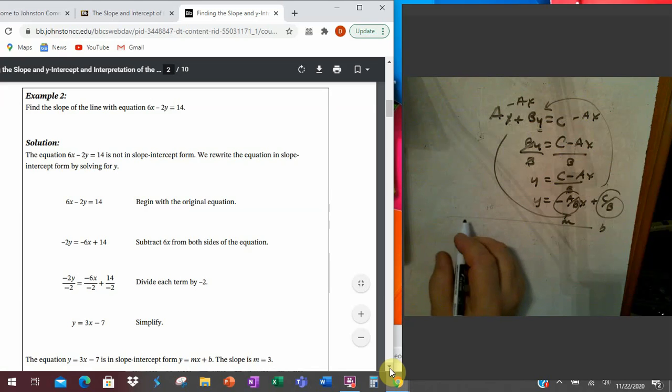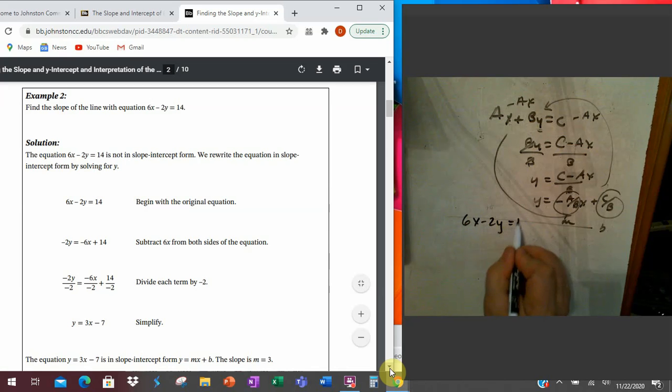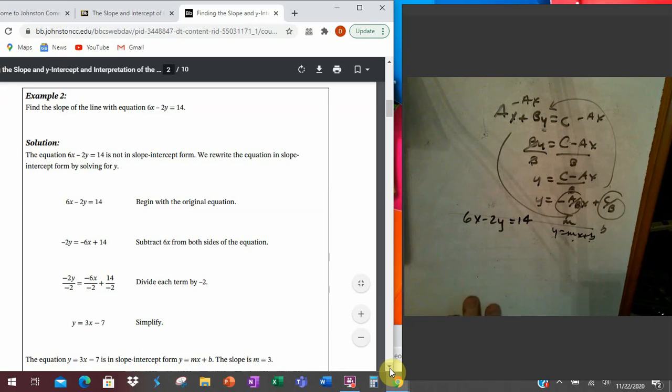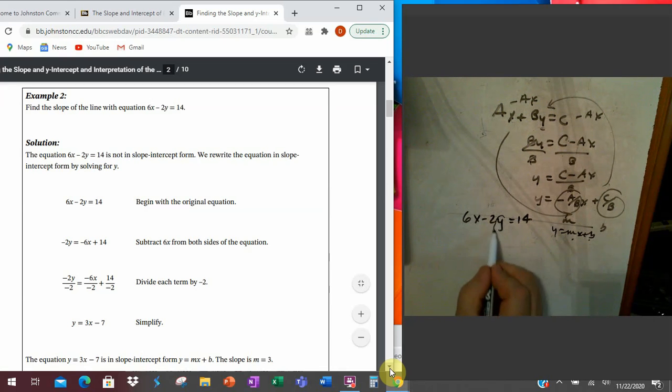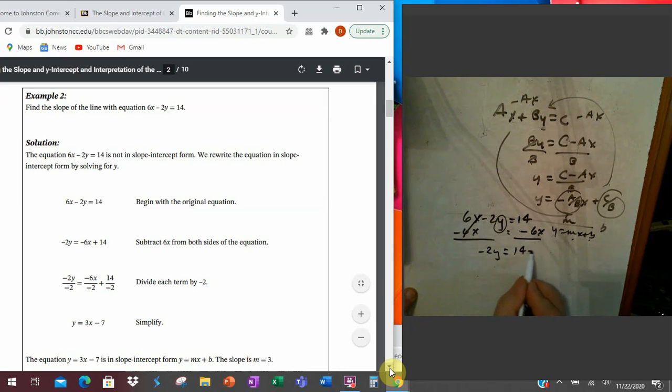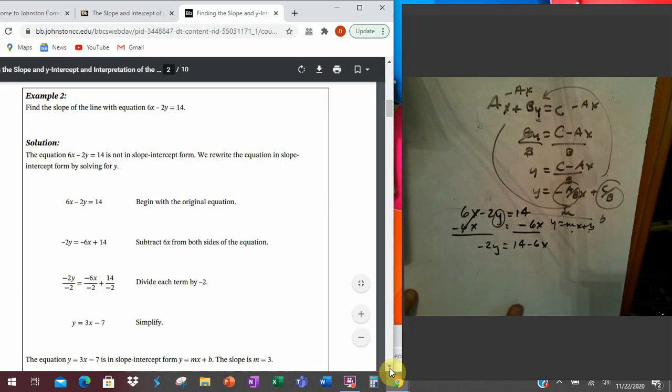So I'm going to start out with 6x minus 2y is equal to 14. And I want to put that into y is equal to mx plus b slope-intercept form. So again, I want to solve for y, so I want to get everything else over on the other side. So I'm going to subtract off my 6x from both sides. Here's my equals. So that goes out, that's 0. So minus 2y is equal to 14 minus 6x.